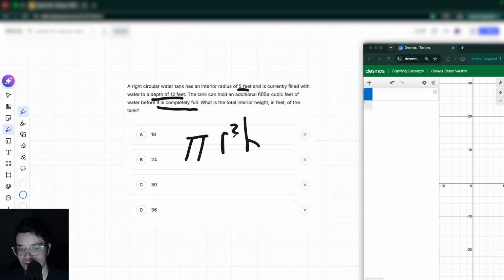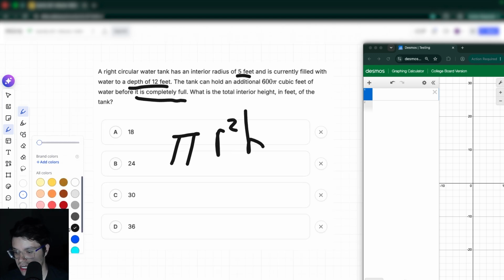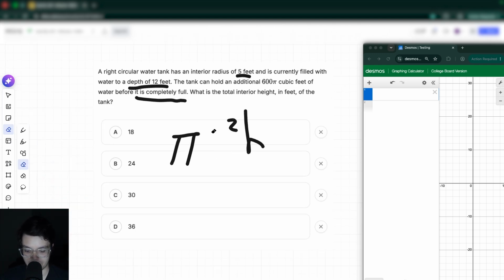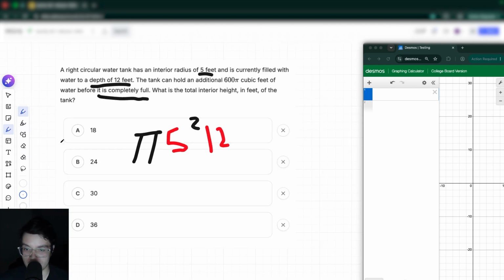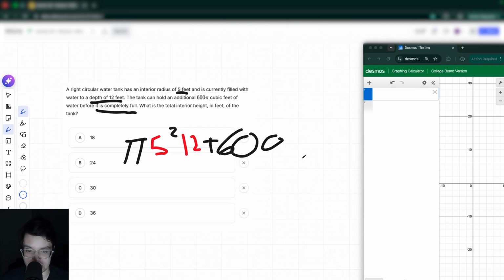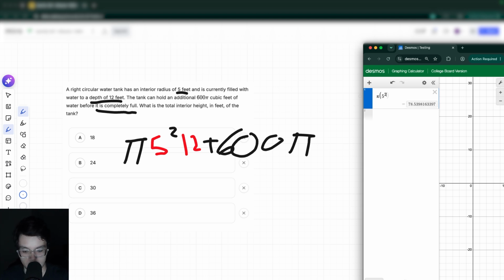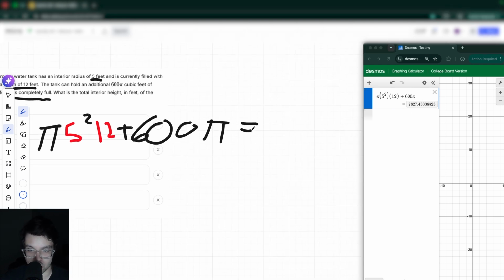And then let's go ahead and fill in each of these with the stuff that we've been given. So we first get given that it's 5 for the radius. So I could put in essentially 5 there for that. And then it says to a depth of 12 feet. That's the current height of it. So I could put in there for that, I would say 12. And now the other information they're asking is they say that you can add 600 pi to it, and then only then will it actually reach the top of the thing. So let's just go ahead and first solve this. So we do pi times 5 squared times 12, and then we add 600 pi to that. So we get this 2827 number. So that would be what it equals to.